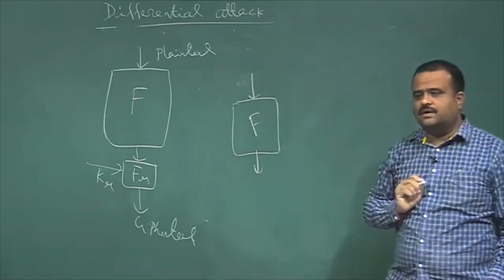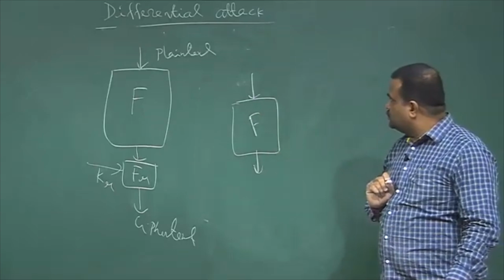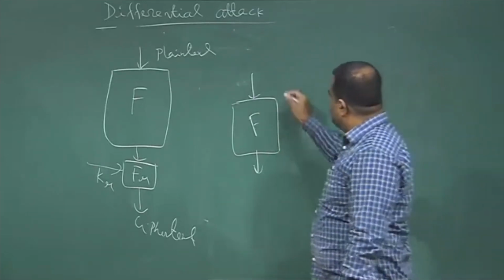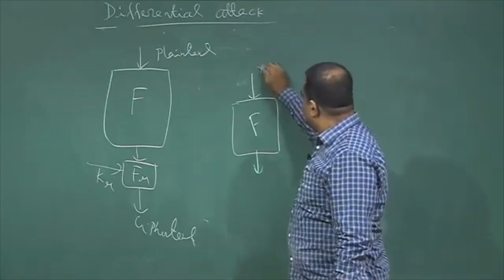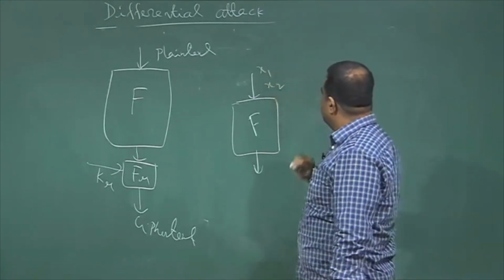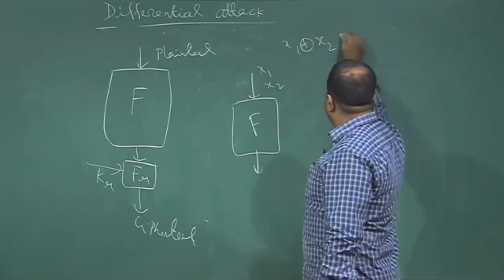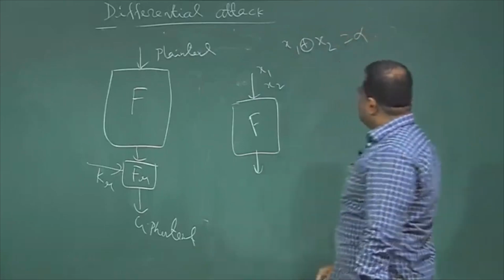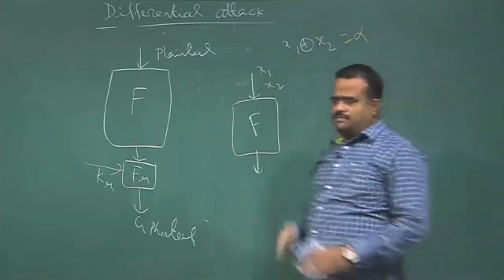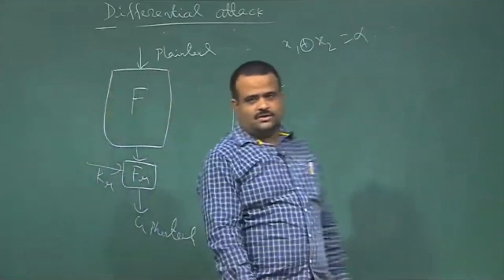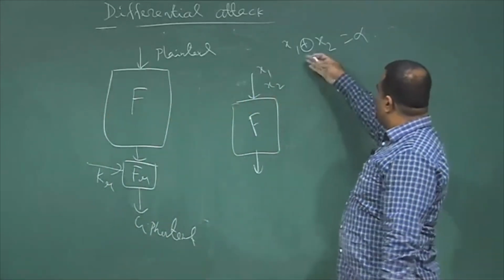Okay. Now, suppose we define the difference between this input. Suppose we take two inputs x1 and x2 in f, and we XOR them. This is alpha. These are basically binary bits, so this XOR is bitwise XOR. We just do the bitwise XORing.